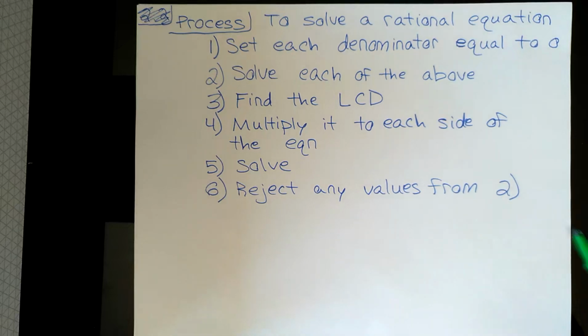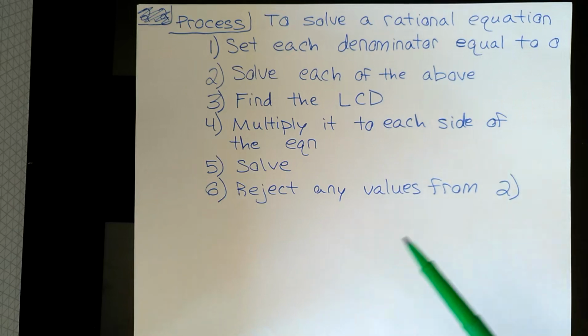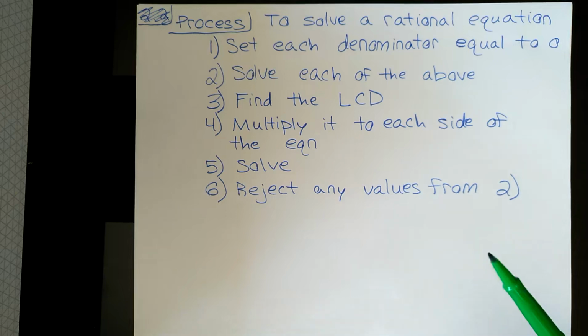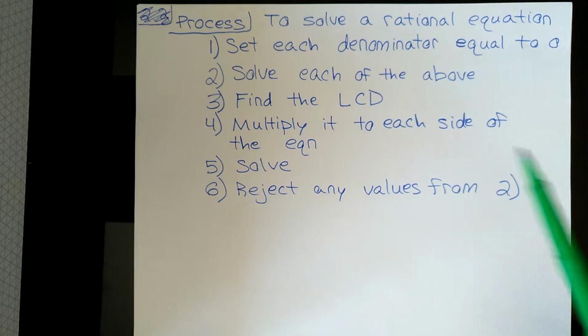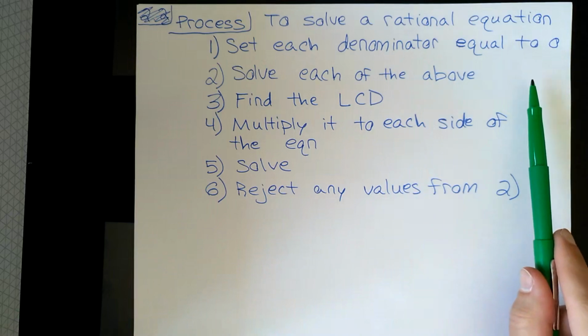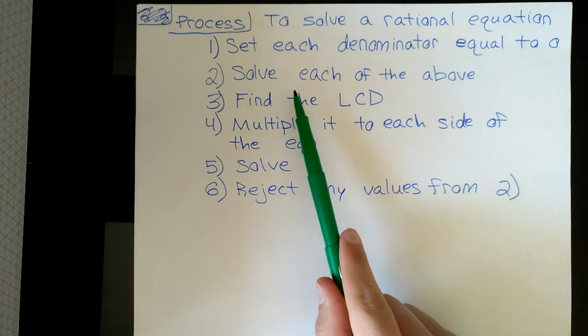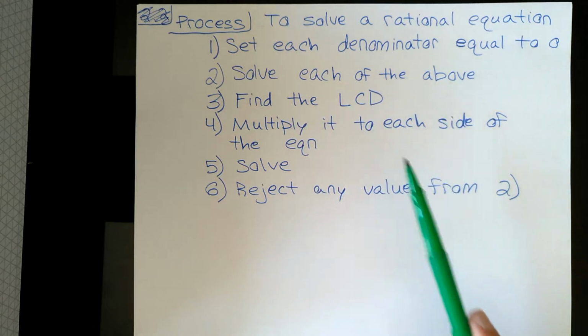For this section, we're going to be talking about solving rational equations. A rational equation is literally like any other equation you've seen before with an equal sign, but it involves a rational expression, so some sort of fraction is involved. In order to solve this, the first thing we need to do is take every denominator of every fraction and set them all equal to 0. And then we're going to solve all of those equations that we set up.